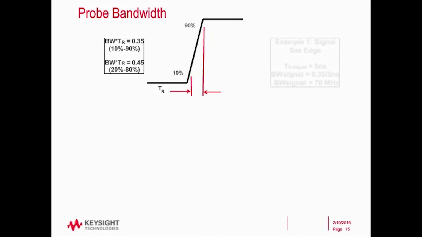Let's look at an example then, what I can do with this handy little formula. If I said I had a 5 nanosecond edge, well, if that's the rise time, I plug it into my formula, solve for bandwidth, and that says the bandwidth of that signal is 70 megahertz. So the frequency content that goes into making that edge goes up to about 70 megahertz. Okay, so now I have a feel, if I know the rise time, for what kind of bandwidth I need in my probe and my scope to be able to measure that rise time.